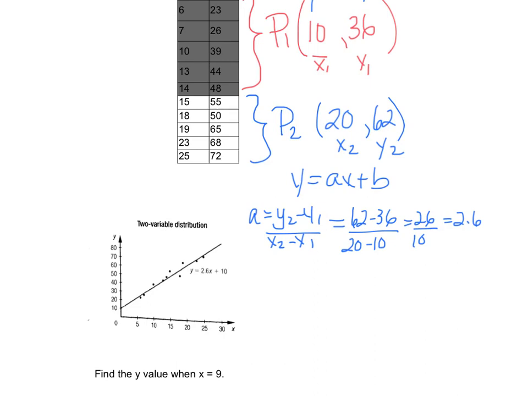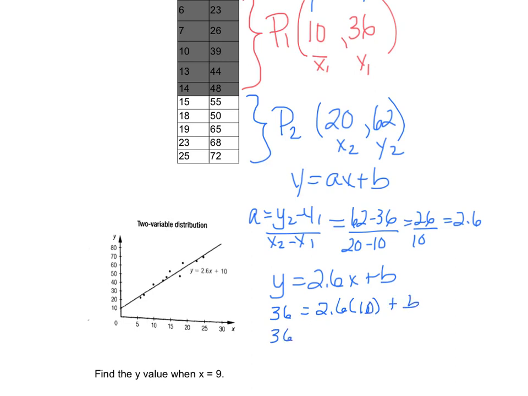So we're going to substitute the slope into our equation. And then to find the b, you're going to pick one of the points from up here and substitute it in for x and y. So I'm going to pick the first point, so my y is 36 and my x is 10. And we're going to solve for b.